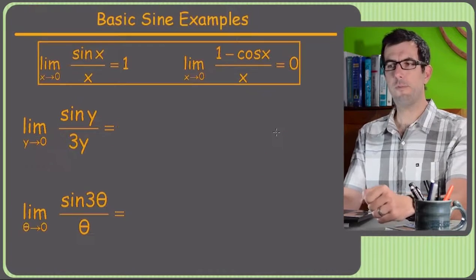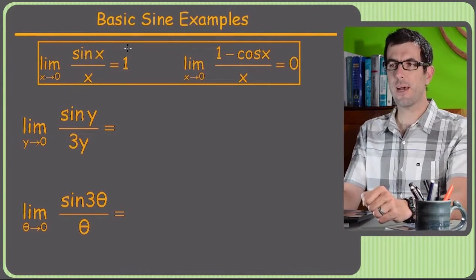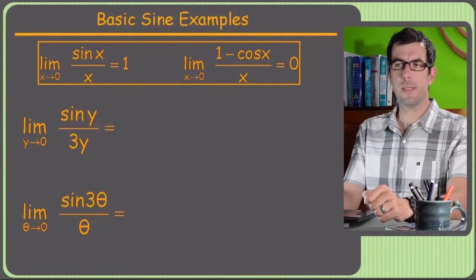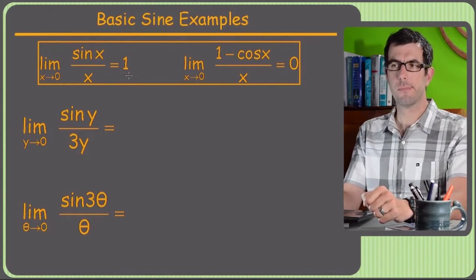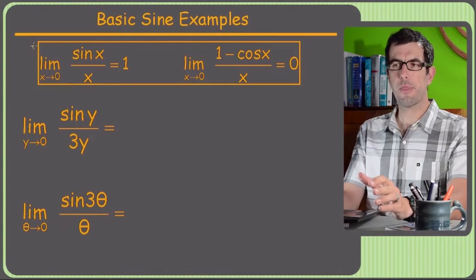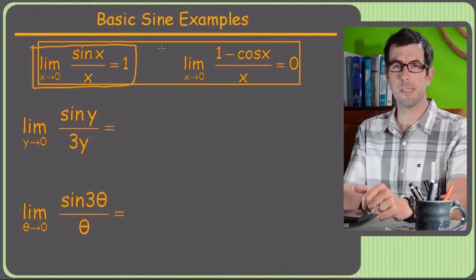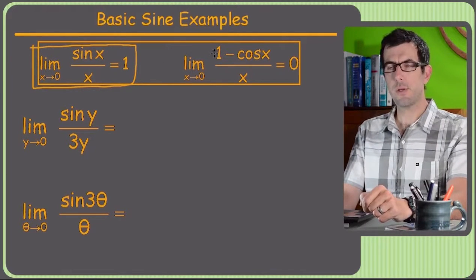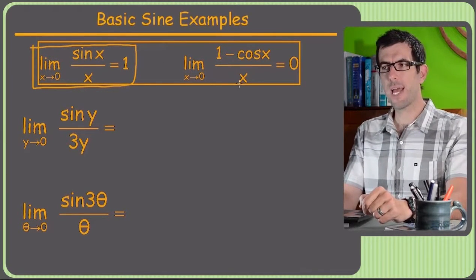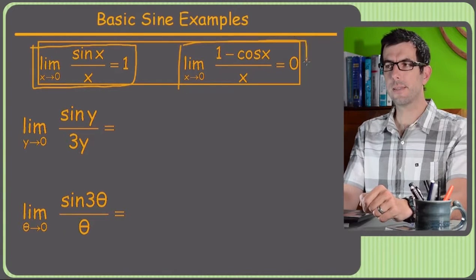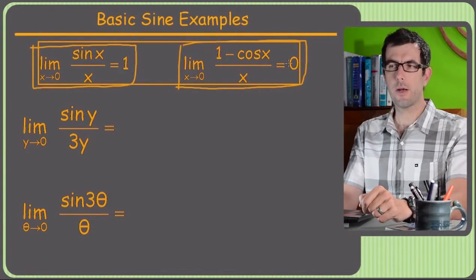Well, it turns out some helpful mathematician has gone in and figured out that the limit as x approaches 0 of sine x over x actually equals 1. So this is just like a theorem or a postulate you just need to take on faith and use as the basis in solving these problems. Similarly, they did the math on this 1 minus cosine x over x thing and discovered that its limit as x approaches 0 is 0.